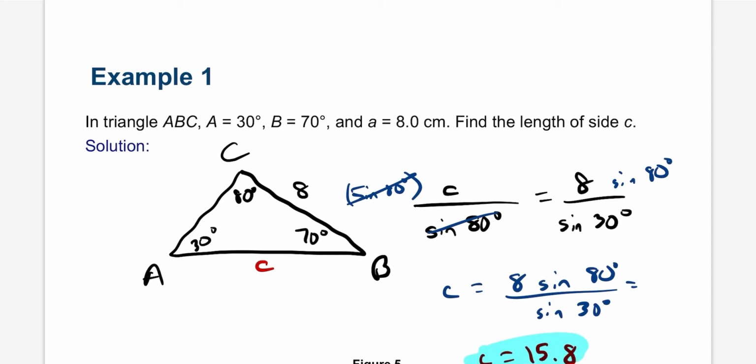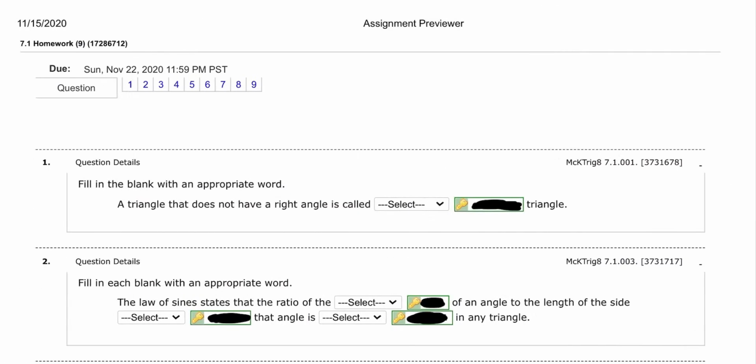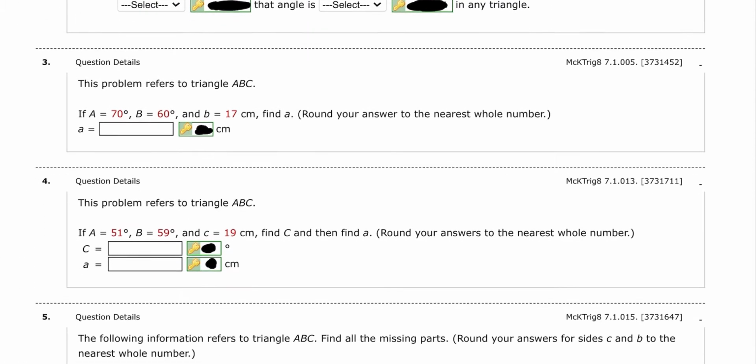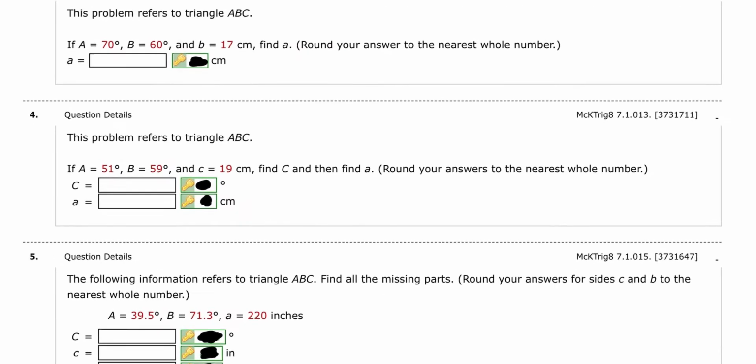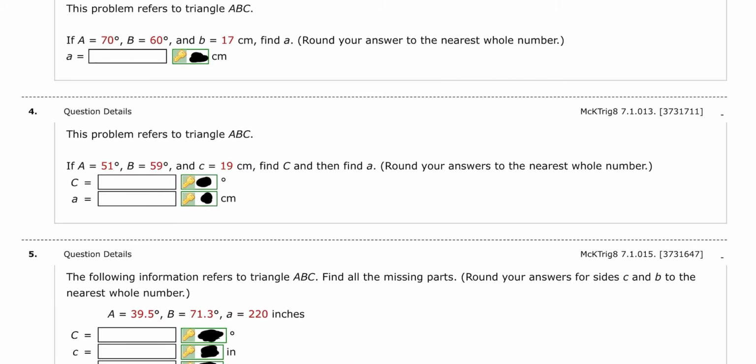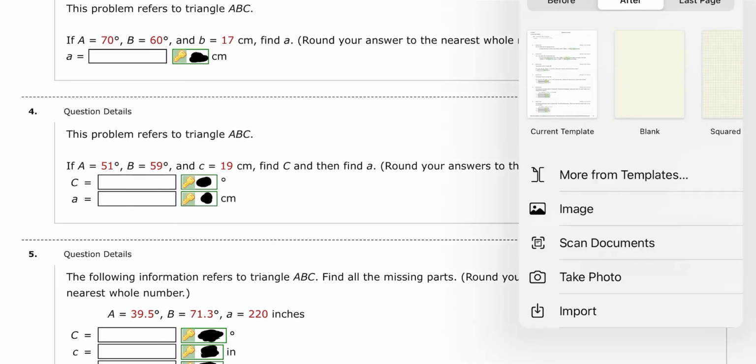All right, let's get to the homework now. Let's skip over to question 4. I'm going to open up a new page for this.